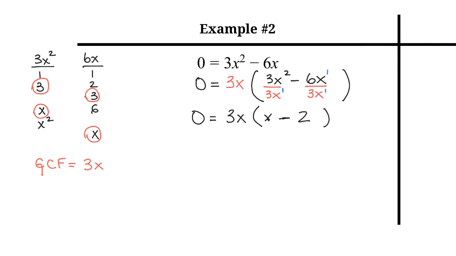And the portion that is left over, 3x multiplied by x minus 2, is your factored expression. So we started with an expression in expanded form, and we finished with an expression in factored form. Now how do you know that you did this right? Is there a way that you can check your answer? And the answer to that is yes.